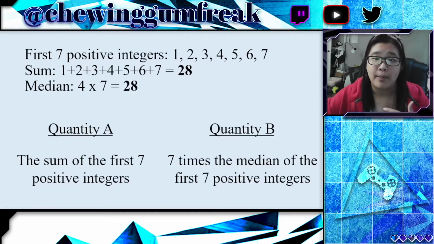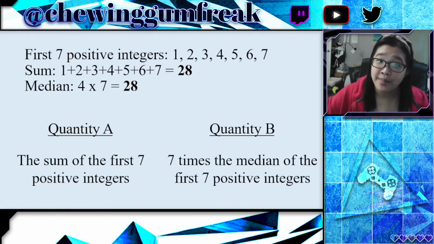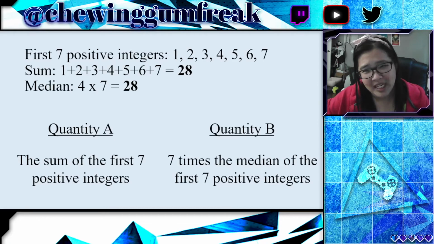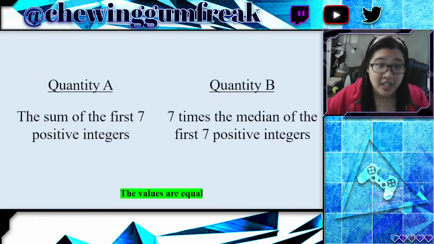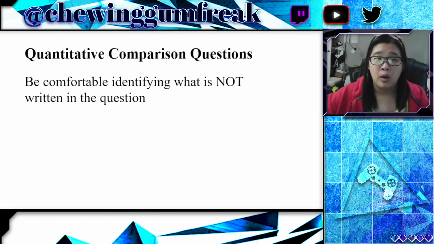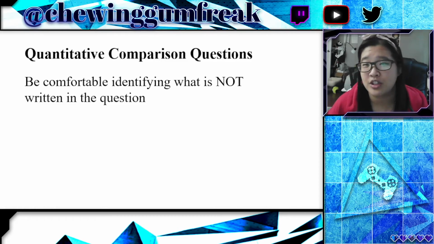And if we compare those two, the sum of the numbers is 28. The median is also 28. So for this question, we're going to go with C, which is that the values are equal. Hopefully that can help you with other quantitative comparison questions.